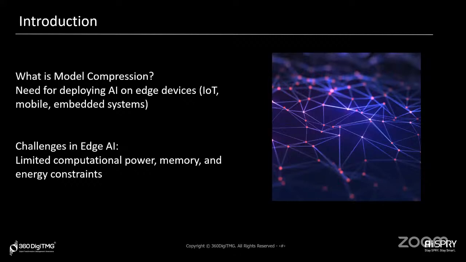Firstly, what is model compression? Model compression is a technique designed to reduce the size of a trained neural network without drastically compromising its performance. This technique generally targets the trained model. For a trained model, we have to reduce some part or some portions.